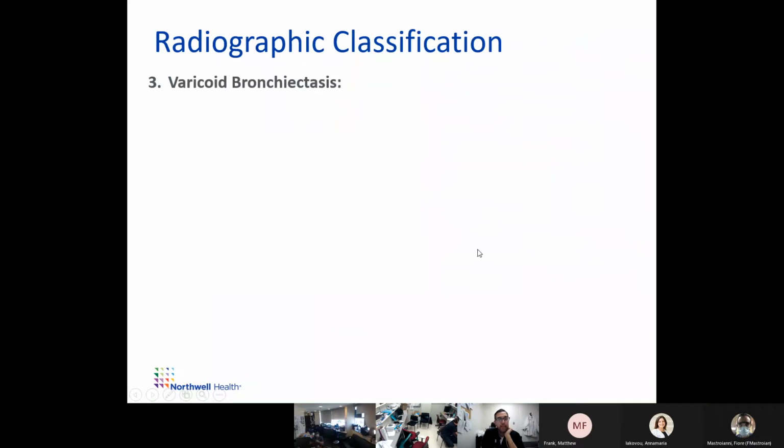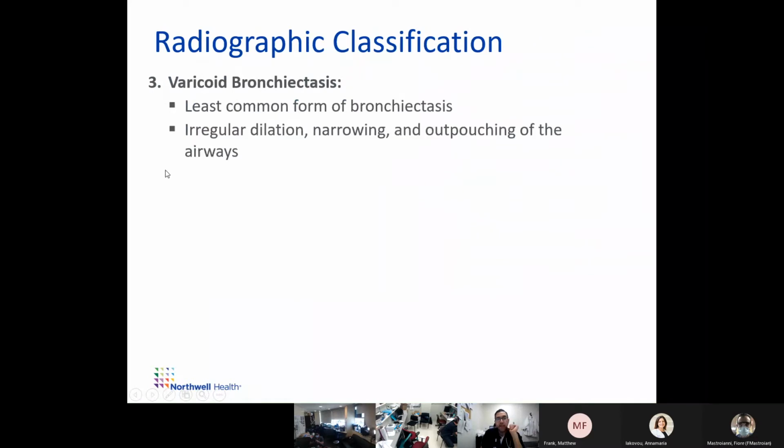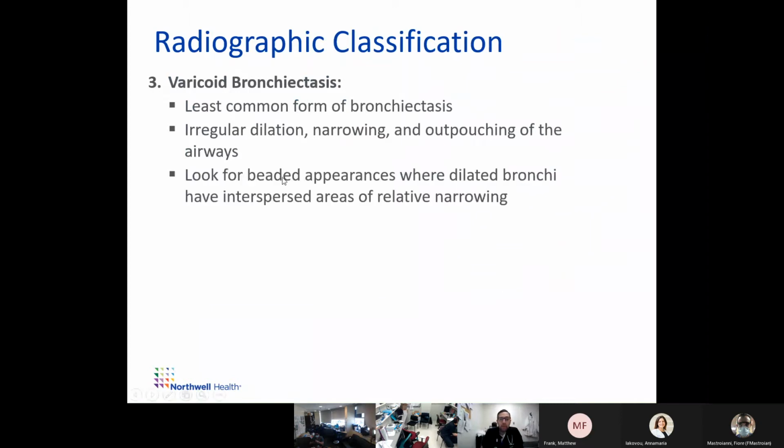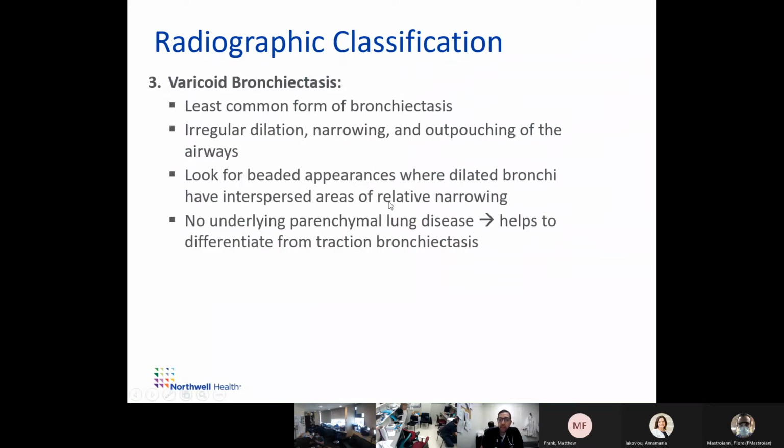The last form of bronchiectasis is varicoid bronchiectasis. It's the least common form, and you see irregular dilation, narrowing, and outpouching of the airways. Essentially, I think about it as traction bronchiectasis without the associated interstitial lung disease. You look for the beaded appearance of the airways with interspersed areas of relative narrowing. The fact that the underlying lung parenchyma is normal helps to differentiate varicoid bronchiectasis from traction bronchiectasis.